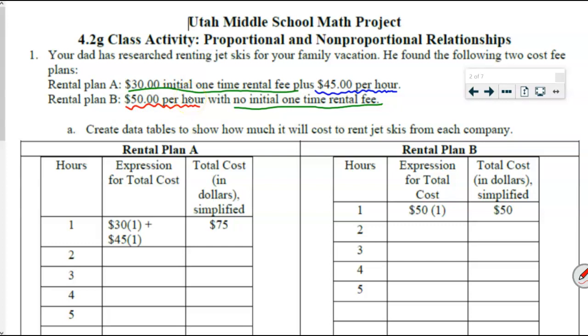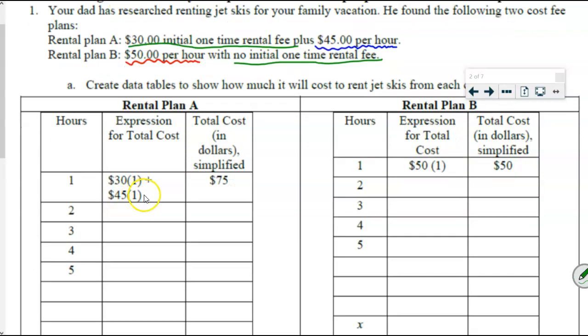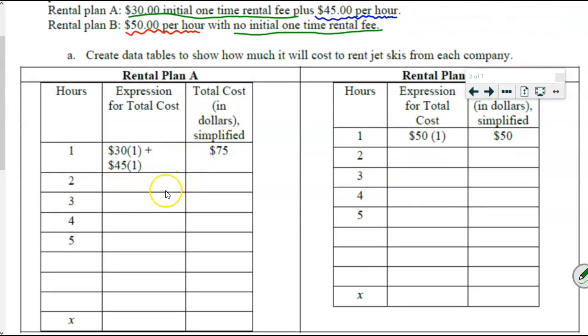Joshua? Yeah, it seems cheaper, right? However, when we now take into consideration, yes, we're only paying $45 per hour, but look at what we have to pay, this extra $30, then it changes things a little bit. So we've gotten this table started. Let's continue on with it. Remember, I'm color coding, so rental plan A, I'm going to continue to do in blue, and rental plan B, I'm going to continue to do in red.